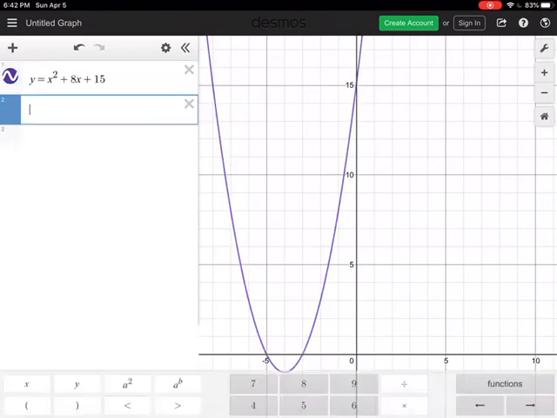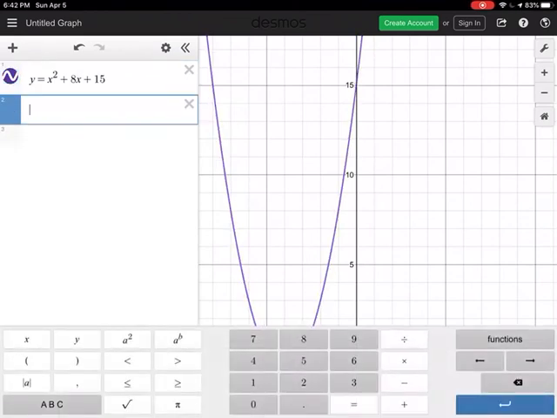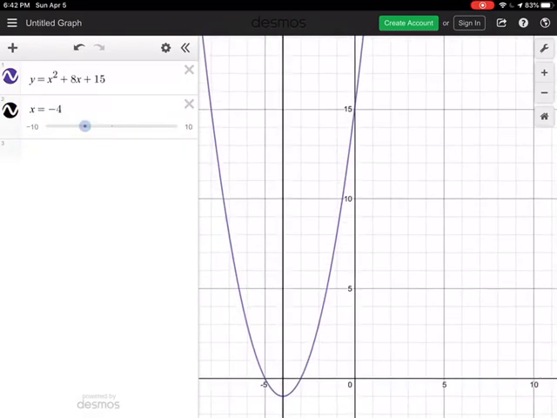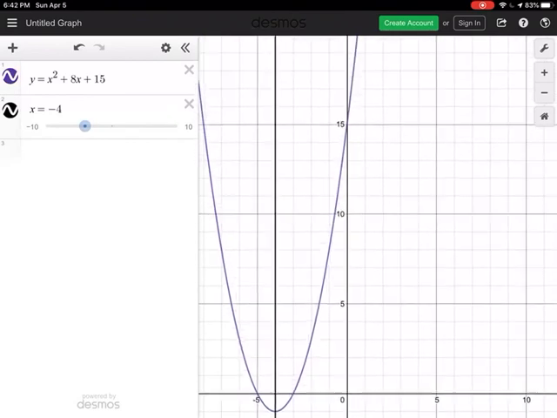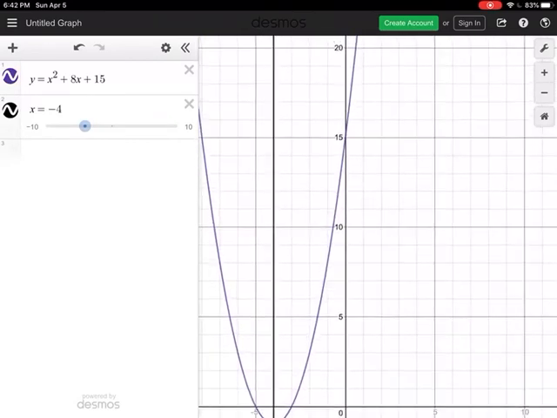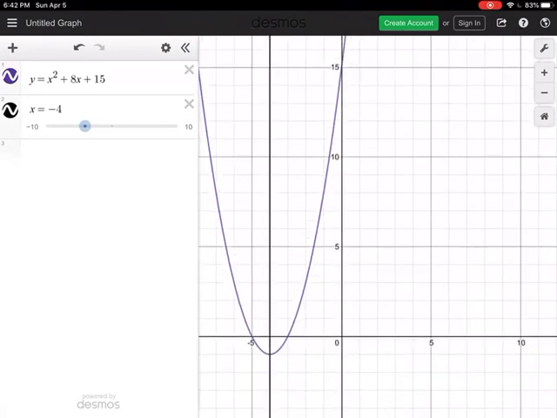That's your y-intercept. And let's even graph that vertical line, the axis of symmetry, x equals -4, so you can get an idea. Notice how that black line cuts the parabola in half. It's symmetric. If I fold my paper along that bold black line, both sides of the purple would meet up.